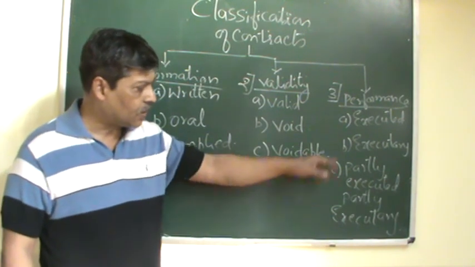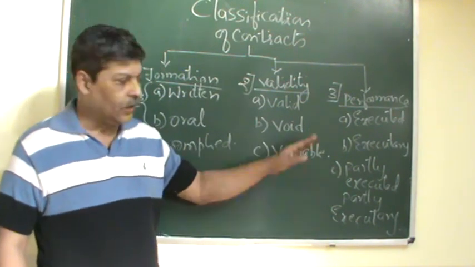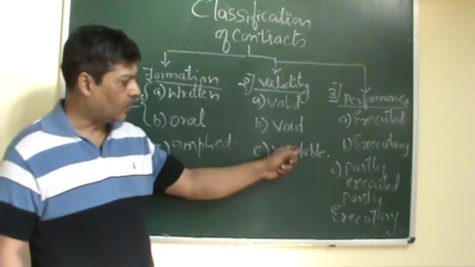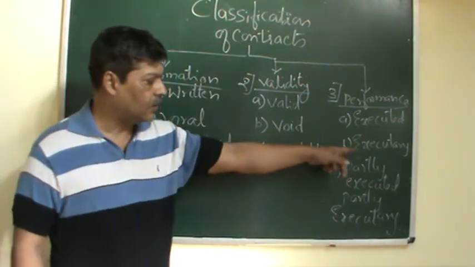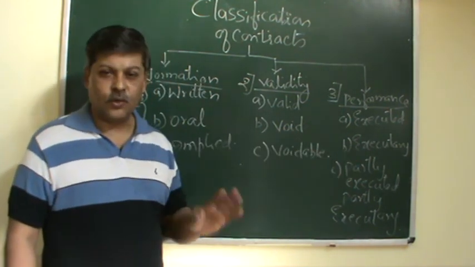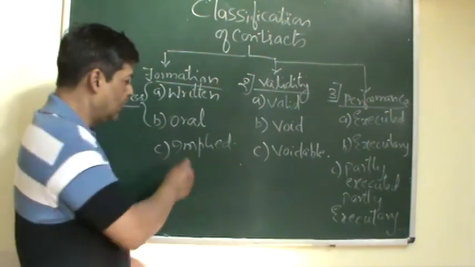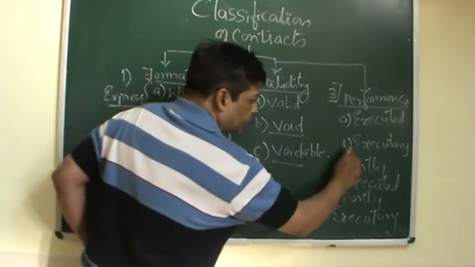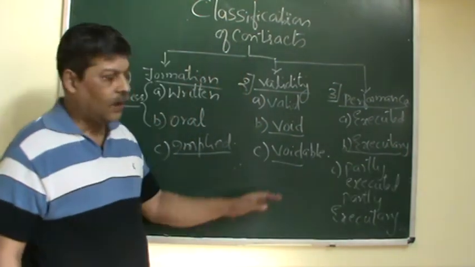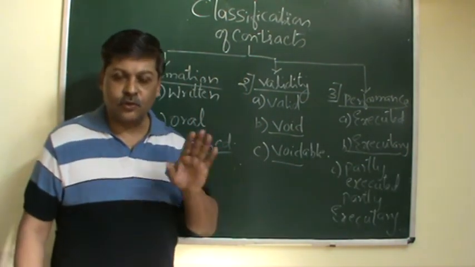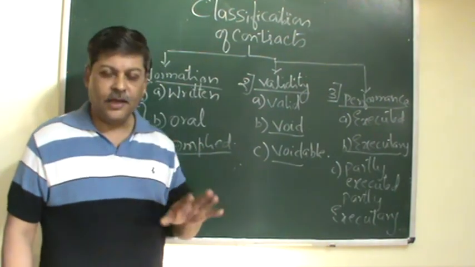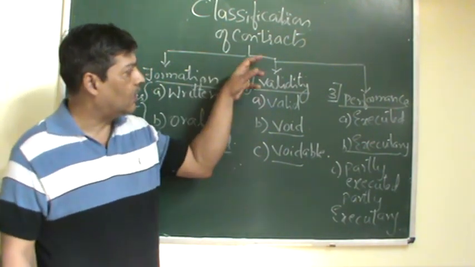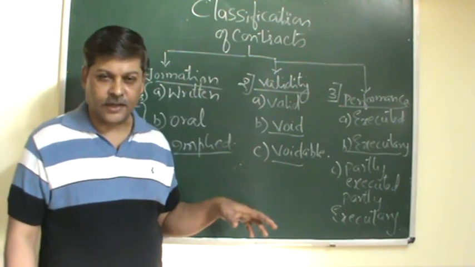So in your examination, when such questions come, usually you have what is an implied contract, what is a voidable contract, what is a void contract, what is an executory contract. Usually you have got these questions. These are important from the examination point of view. So keep this in your mind, and with examples you have to give the meaning of these. So this is a very small topic you have got on the classification of contracts.